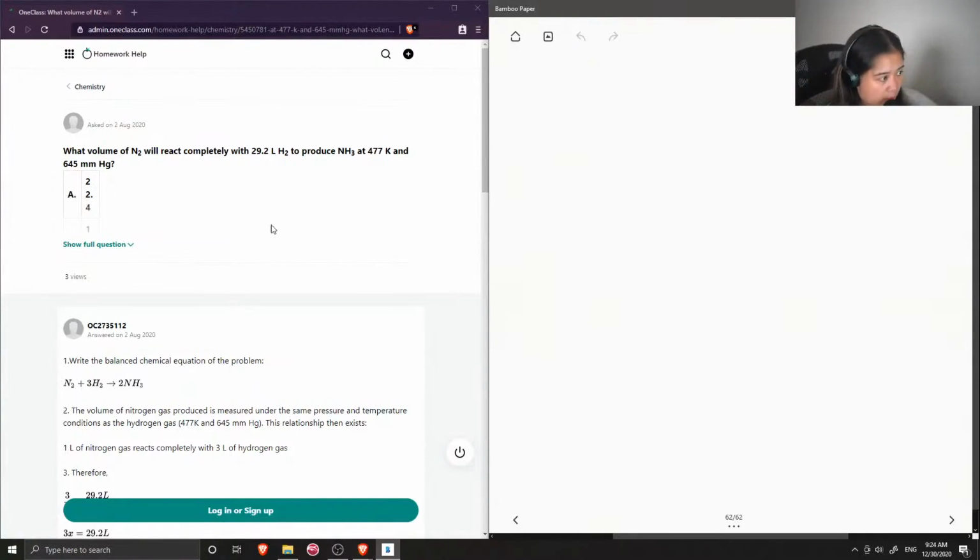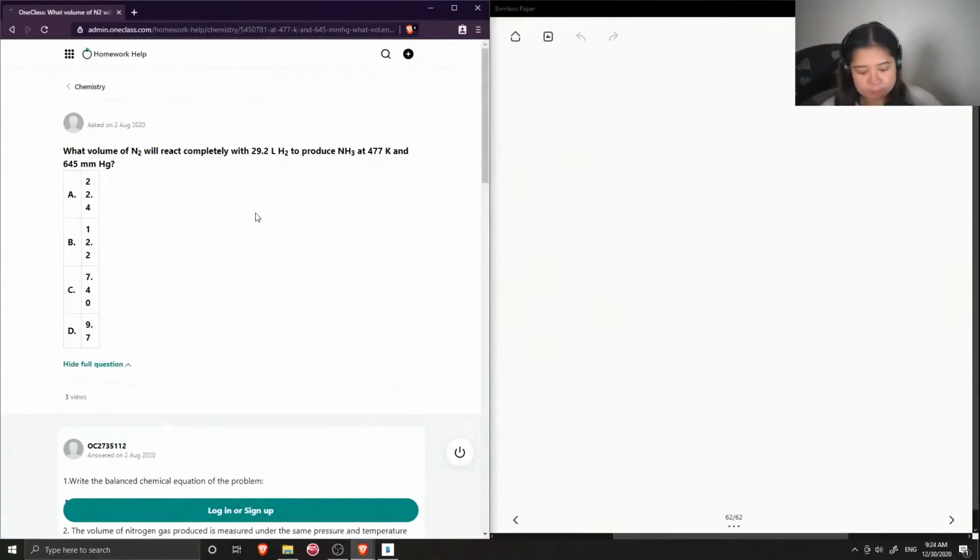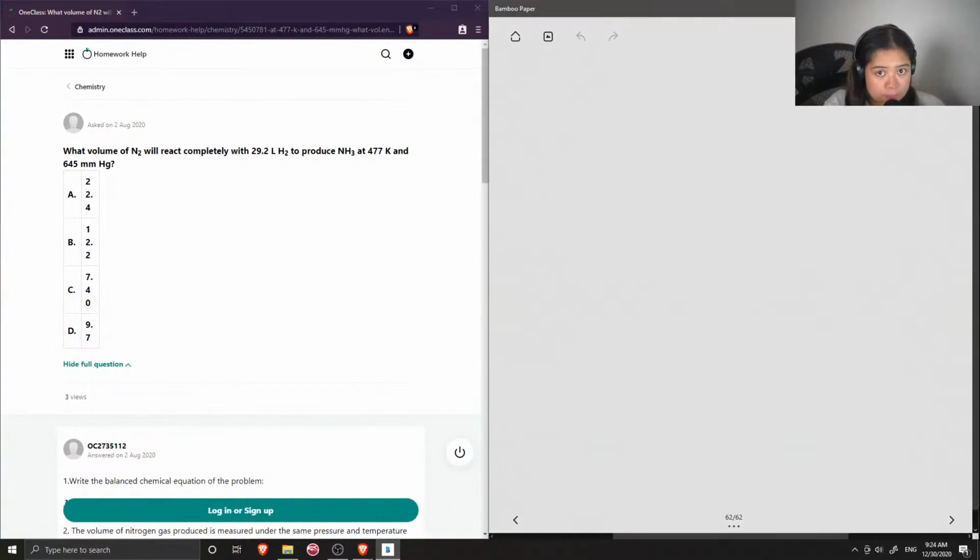Okay, so question 7. What volume of nitrogen will react completely with 29.2 liters of hydrogen to produce NH3 at 477 Kelvin and 645 millimeters of mercury?